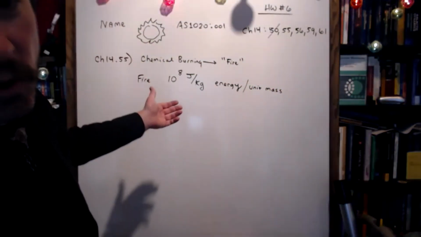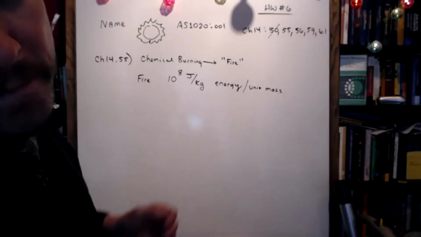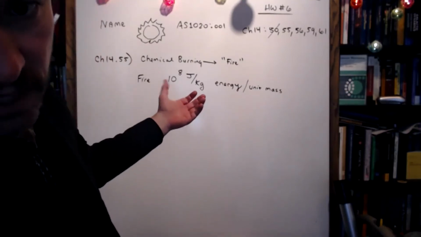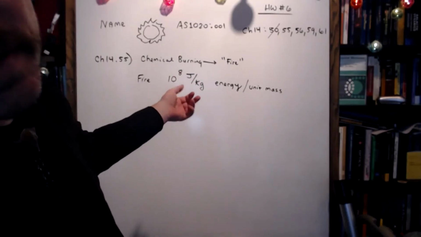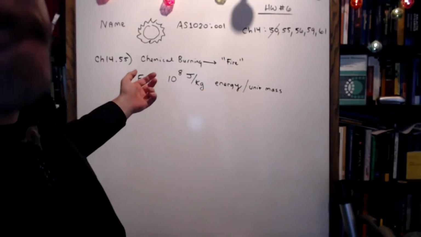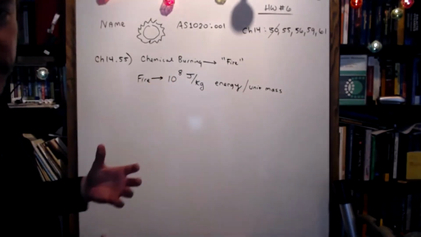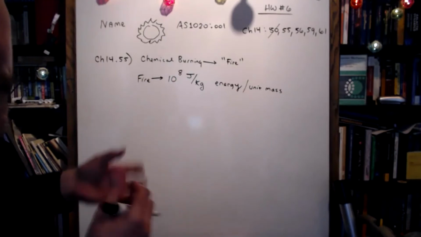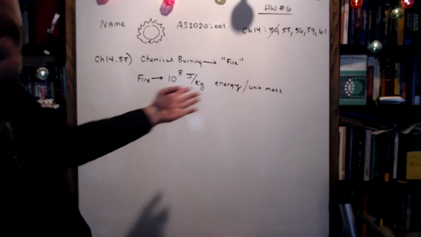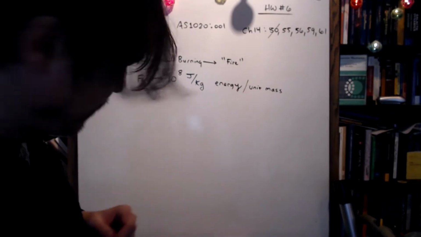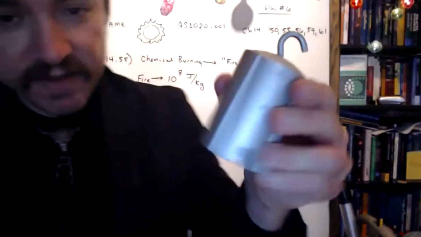What they've done is they've told us the amount of energy per unit mass that fire can produce. So if you burn a log and you're basically reacting oxygen and carbon, you're producing up to 10 to the 8 joules per kilogram for each kilogram. For each one of these, you can produce about 10 to the 8 joules.